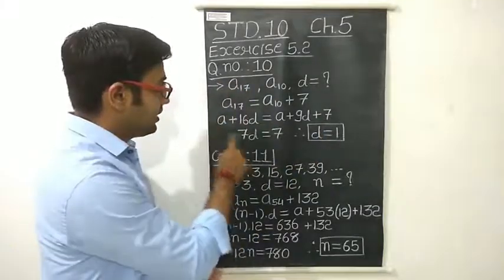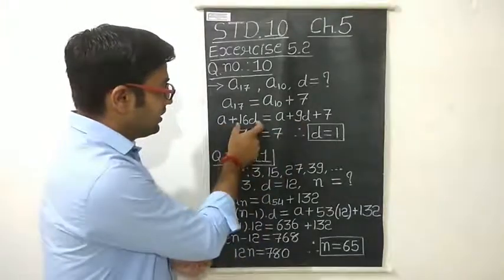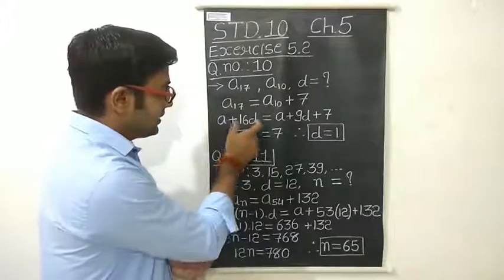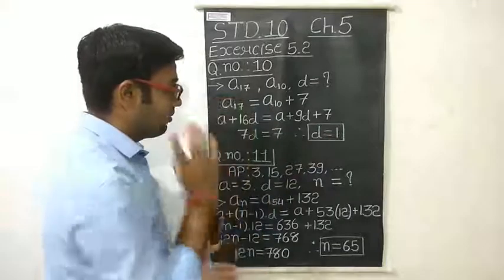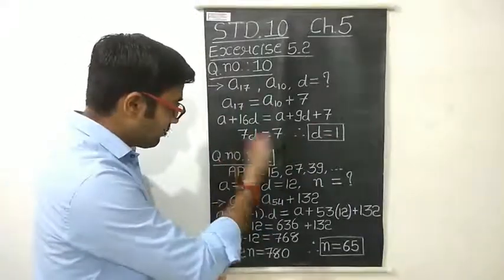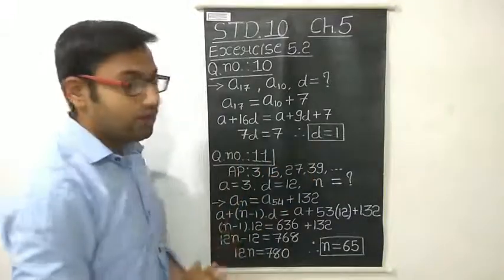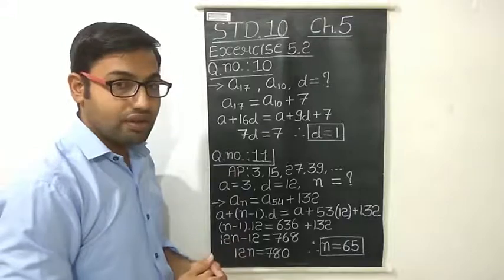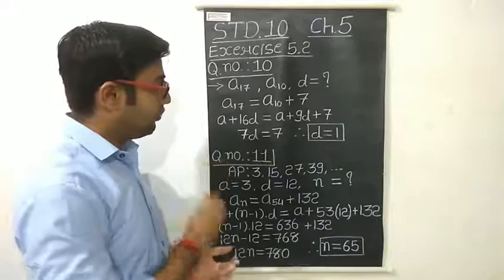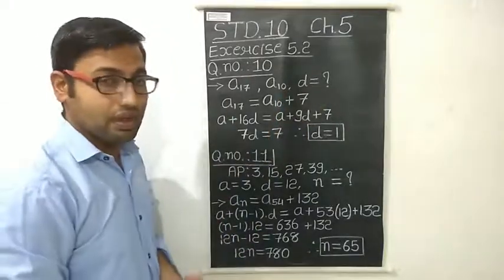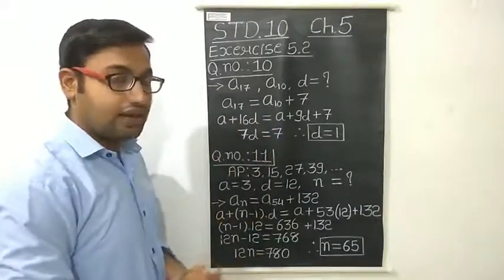Now what will happen? This A and A will cancel out each other. Taking this 9D to the left hand side, it will be subtracted from the 16D. 16D minus 9D equals 7D. And on the right hand side, what remains? 7. By taking this 7 to the right hand side, it will go in the denominator with the 7. So we will get the value of D equals 1. In this way, using only 3 to 4 steps, we can find the value of D. But we have to write the condition in the correct way.